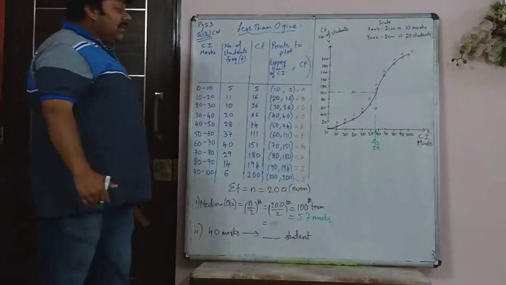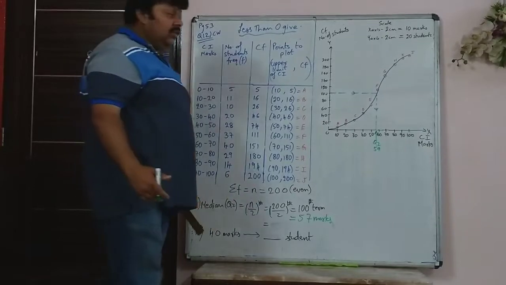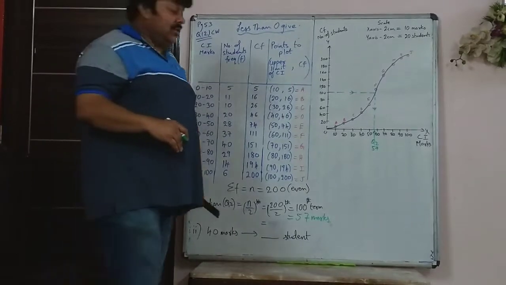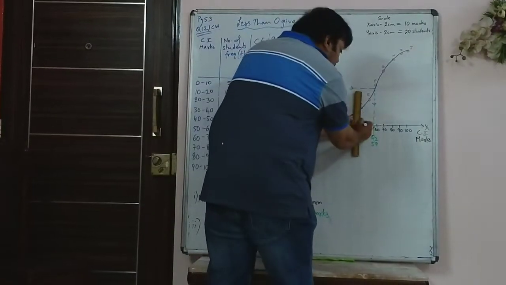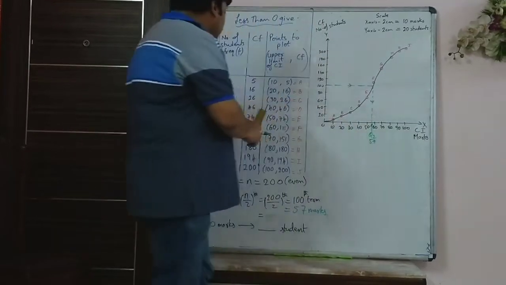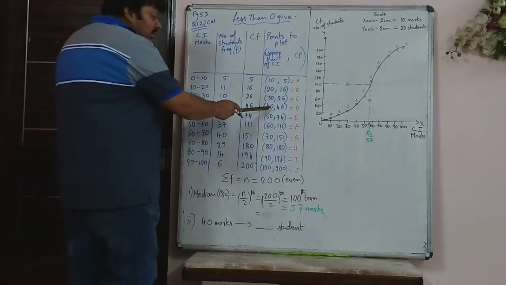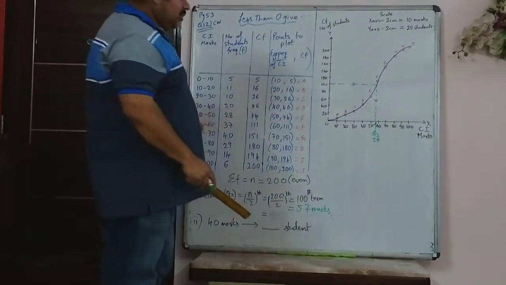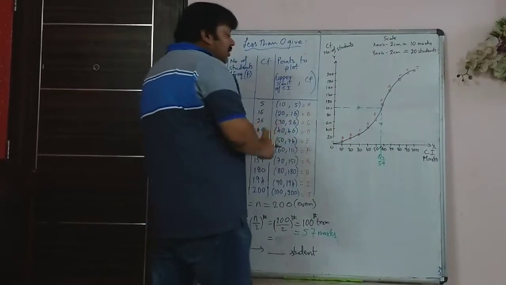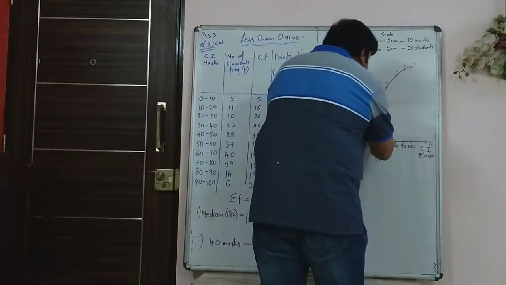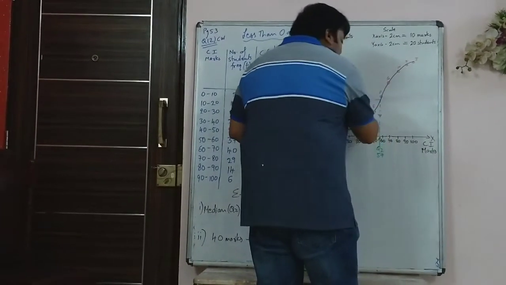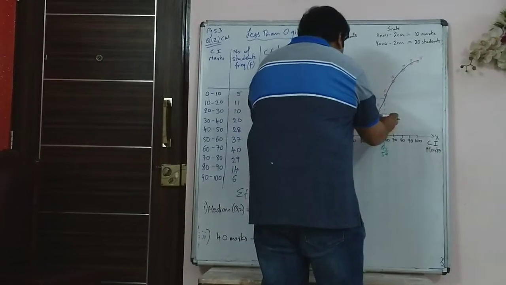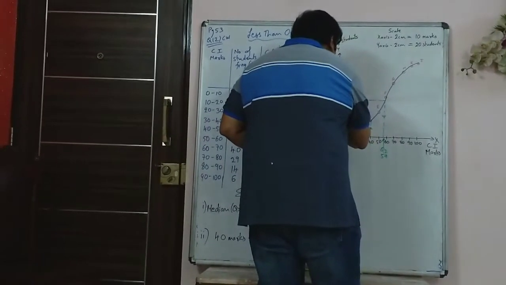Next, 40 marks. How many students? So they are asking you how many students failed if 40 is the passing mark. So from 40, draw a line vertically up. Everyone's answer will be the same because less than 40 marks, 46 students. In this case, you can't have two answers. 40 is directly plotted with 46. So everyone will get the same point. So that is 40 corresponding to D and D is 46. So in this case, 46 students have failed.